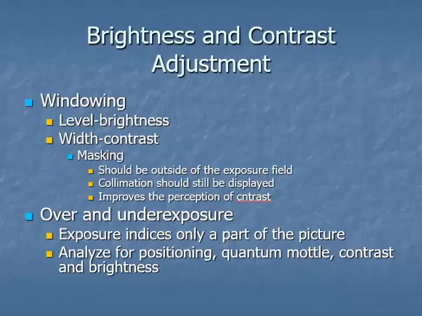I kind of feel like we're beating a dead horse at this point. We already talked about windowing. You've got window level, you've got window width. Window width we talked about. Window level is just brightness. Over and under exposure can be displayed in your index number, but also you would need to look for quantum mottle as well, loss of contrast, those sorts of things.